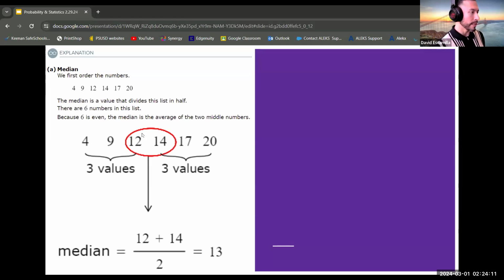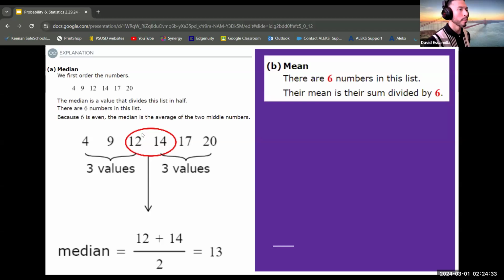In order to find the median, we need to add the 2 middle numbers, 12 plus 14, and then divide that by 2. 12 plus 14 is 26. 26 divided by 2 equals 13. That is the median. Now we're going to work with the second part of the question.